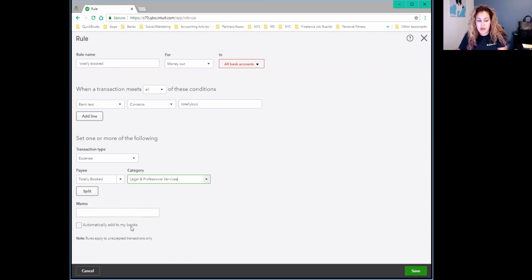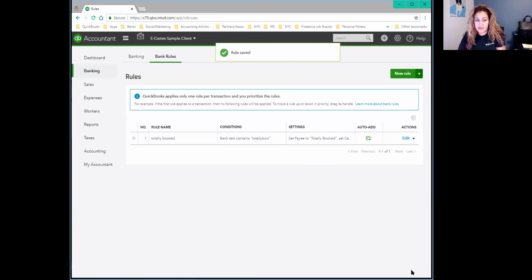You then have this cool option down here where you can say, every time you see Totally Booked in my bank feed, I don't even want to review it, I just want it to go straight to my books. So you can say, okay, add this here and then save. What that's going to do is every time something comes in from the bank, it's going to automatically add it to your books. It's also going to go back and find anything that was sitting in your bank feed and push it through for you as well.